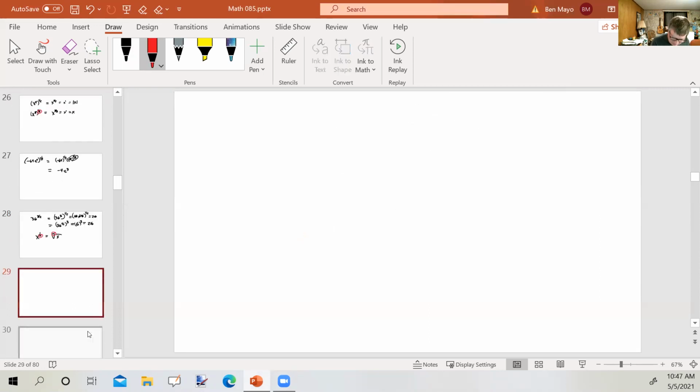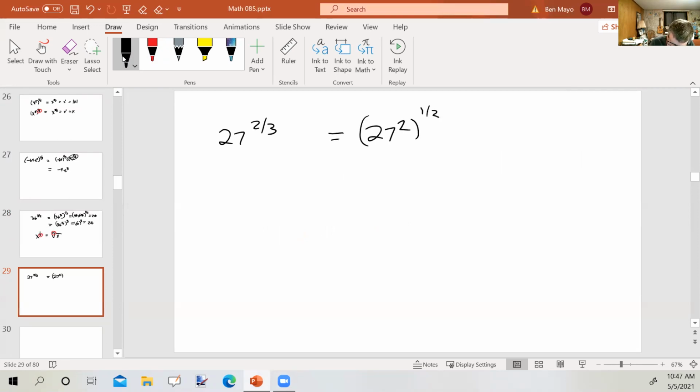Let's see here. How about 27 to the 2/3 power? So I can either take 27 squared to the 1/3 power, or I can take 27 to the 1/3 power squared. I opt for the second choice. 27 to the 1/3 power, or the cube root of 27, is 3, and then 3 squared is 9. So I can do that without the calculator. 27 squared and then taking the 1/3 power, not so nice, though the answer should still be 9 as well.